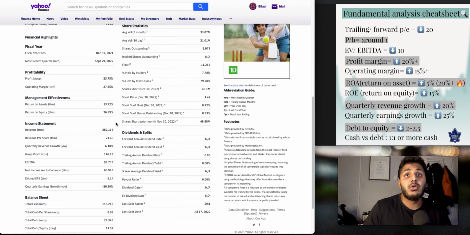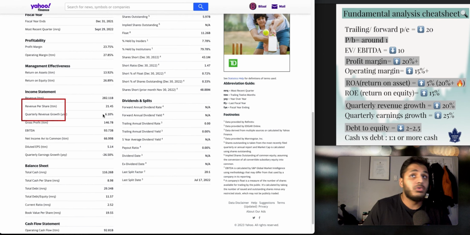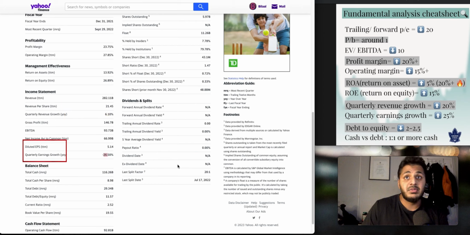Next, we want to look at quarterly revenue growth. We want 20%. This is 6%. Boom, fails. So red flag right there. Quarterly earnings growth is the next one we have to check. And this is negative 26%, not positive 25%, negative.